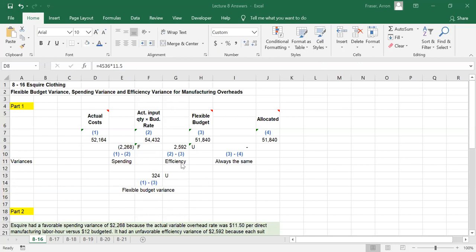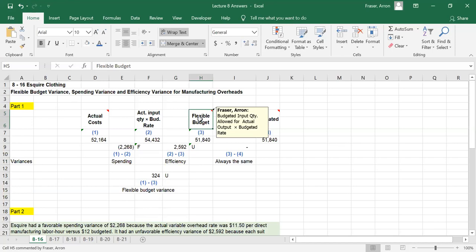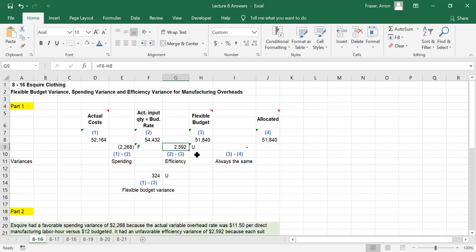Right, so, and then when we look at the efficiency variance, the efficiency variance is the difference between the actual input quantity times the budget rate minus the flex budget, right? So that will give us an unfavorable variance, because this actual input quantity times budget rate is actually more than the flexible budget.